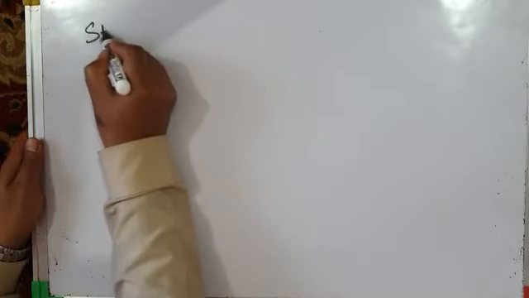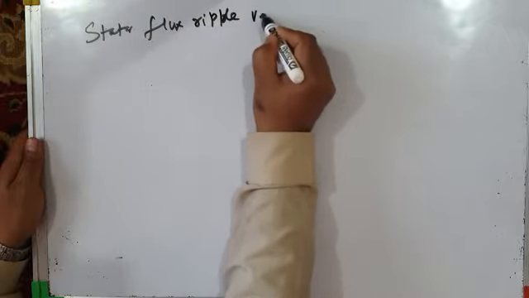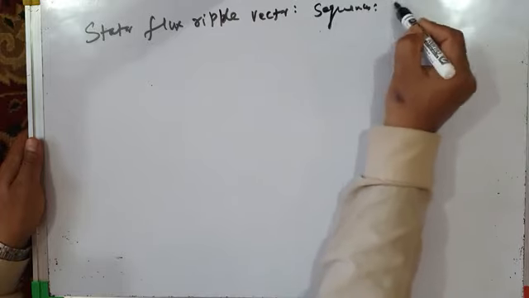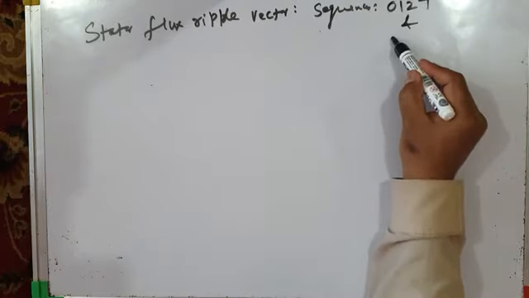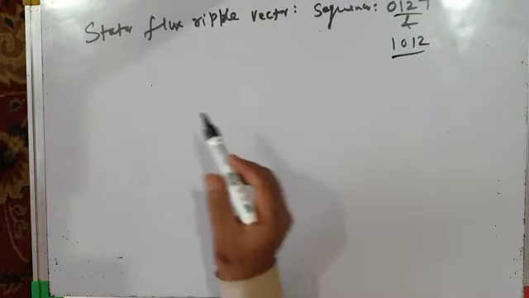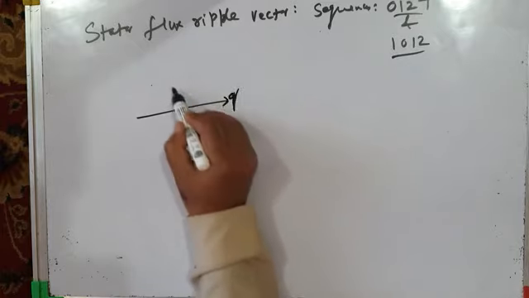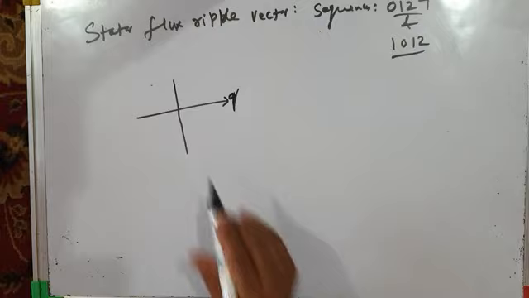Now let us compare. I will write here stator flux ripple vector. We will use the sequences: conventional space vector based sequence 0127 and advanced bus clamping sequence 1012. Now again, this is the Q axis, this is my D axis.